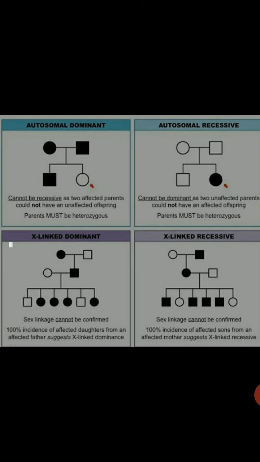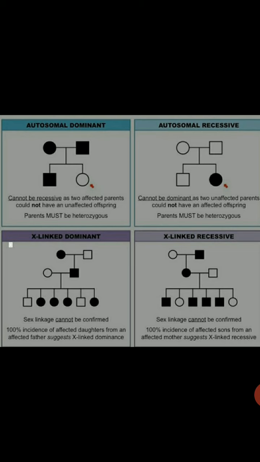Now, if we talk about X-linked dominant, X-linked dominance means affected males and normal females transmit the character to daughters only. First of all, this is important in X-linked dominance: it is never transferred from father to son. All daughters of an affected father will be affected. So that is X-linked dominant.